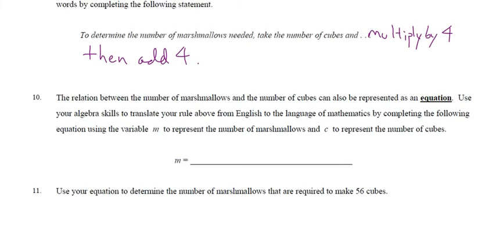The relation between the number of marshmallows and number of cubes can also be represented as an equation. So how many ways do we have now? We have a table of values, a set of ordered pairs, an arrow diagram, a graph, words, and now an equation. So there's 6 ways that a relation can be represented. Use your algebra skills to translate the rule above from English to the language of math by completing the following equation, using M to represent the number of marshmallows and C to represent the number of cubes. We get M equals 4C plus 4.